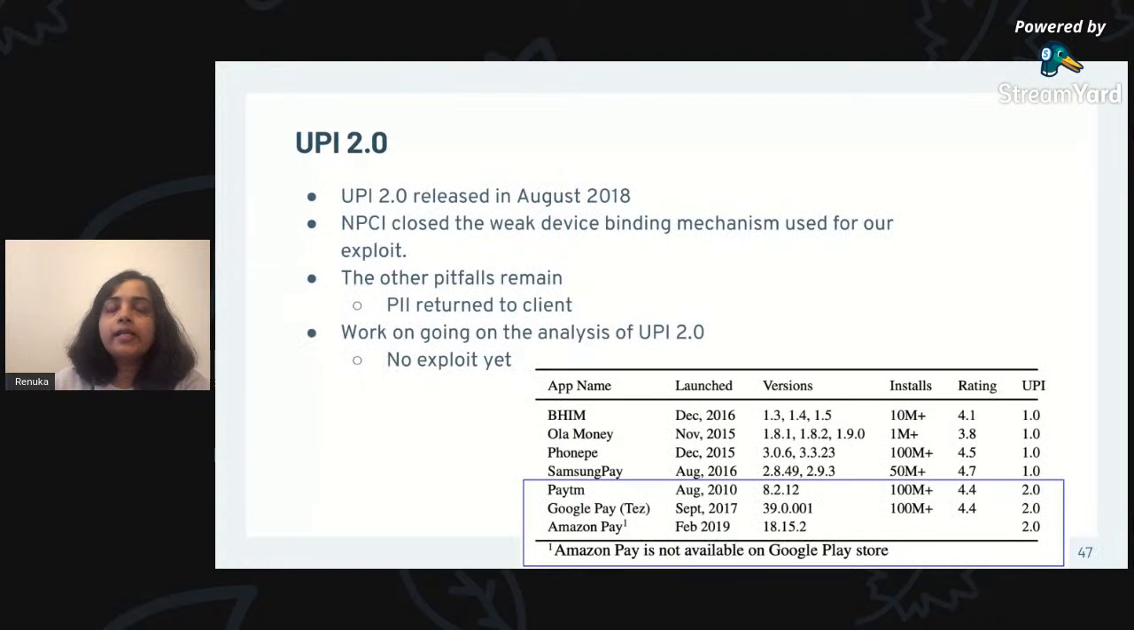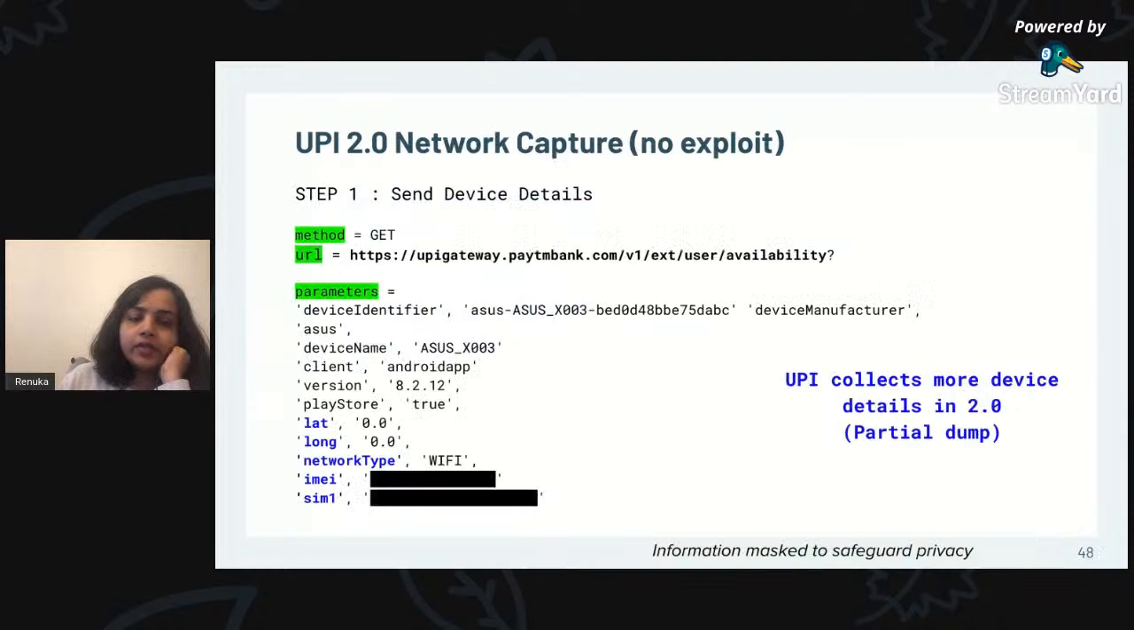Now, in August 2018, NPCI released UPI 2.0, and what we found is that NPCI has closed step 2 of the protocol, the weak device binding mechanism that was used for our attack. But the other pitfalls remained. So in part 2 of our analysis, we analyzed Paytm, Google Pay and Amazon Pay. We are currently still working on the analysis of UPI 2.0, but we have not yet found any exploits for this. But just to give you an idea of what we saw from a packet capture on Paytm.